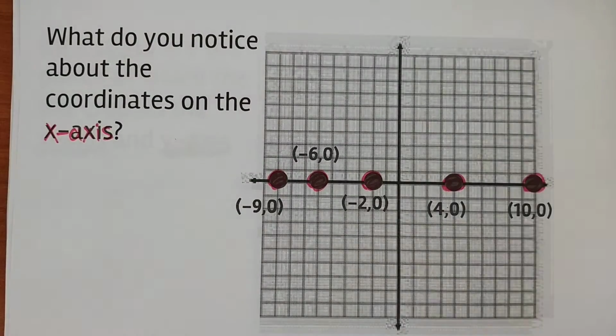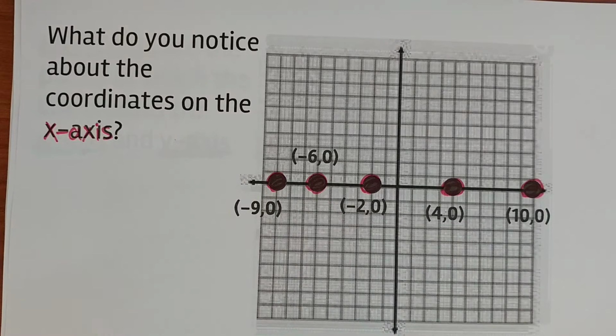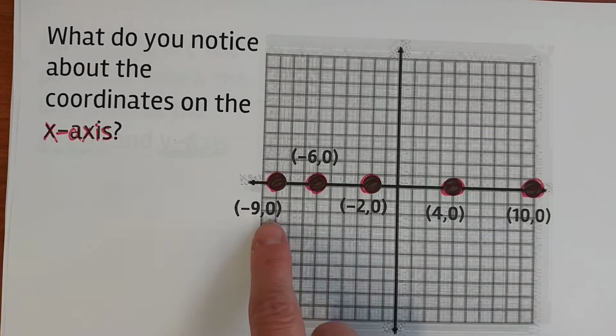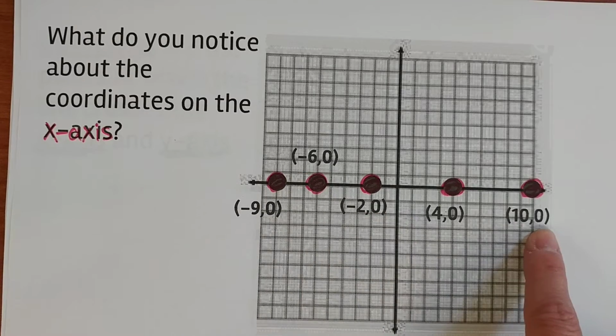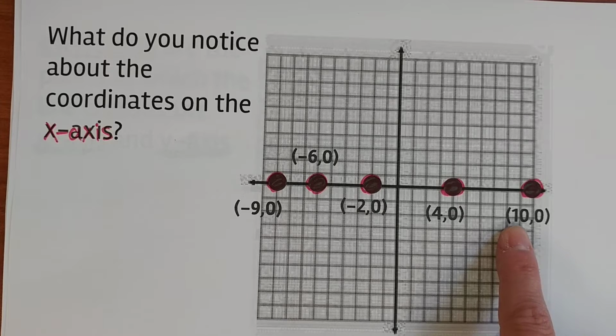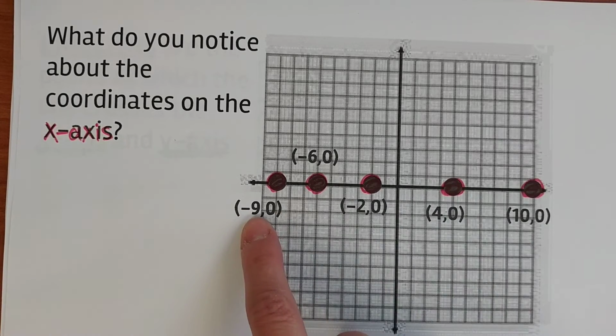If you look at the x-axis, going across, and take a look at some points, you'll see that they all have something in common. There's a 0 in the y-coordinate, but the x-coordinate tells you the location of the point. So the 10 over here tells you that it's over 10 units on the x-axis. And here it's back 9 units on the x-axis.